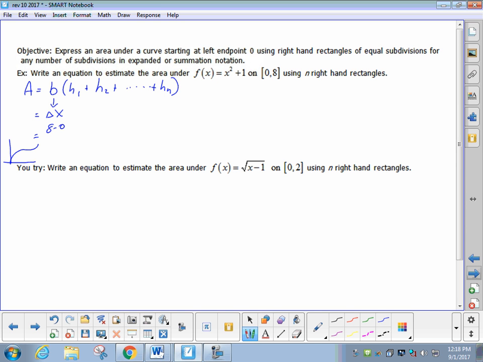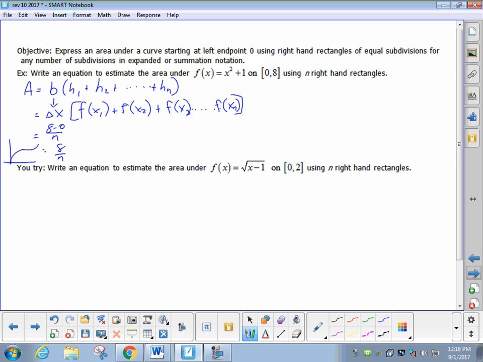8 minus 0 divided by n. The total width is 8, and you're going to divide it into n chunks. True. Where do the heights come from? F at, yeah, f at some first x plus f at some second x plus f at some third x through f at some last x, yes?